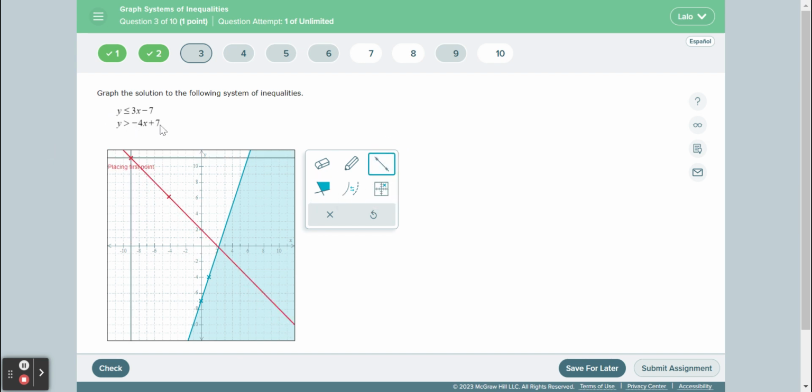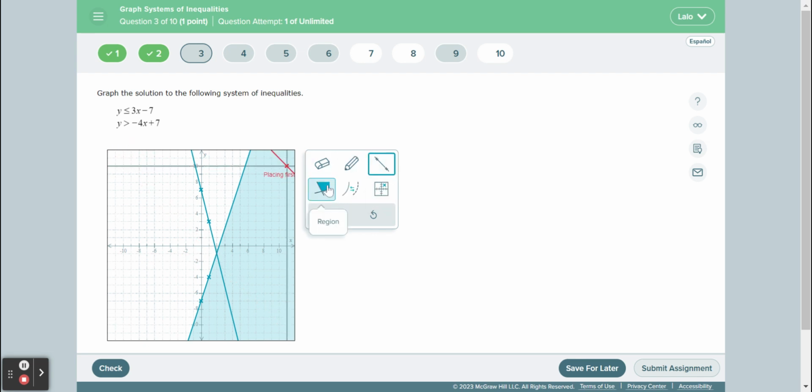Okay. Y-intercept 7. And my slope is -4. 1, 2, 3, 4 down, right 1. Okay, it gets rid of part of it. My second line is supposed to be dotted. So I need to change that to dotted, and it's y is greater than. So looking at this line, y is greater than is up here. So that's my answer. This one I need to get rid of.